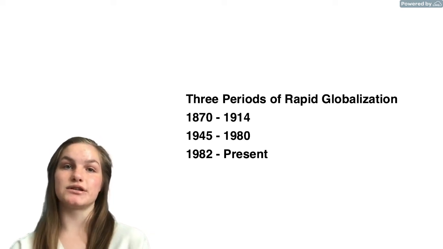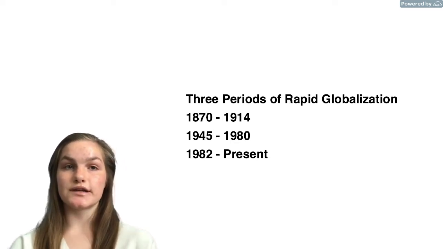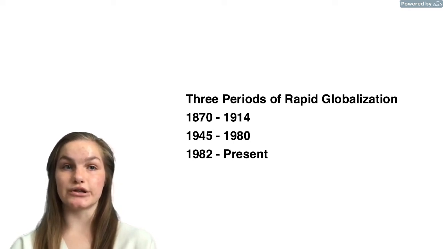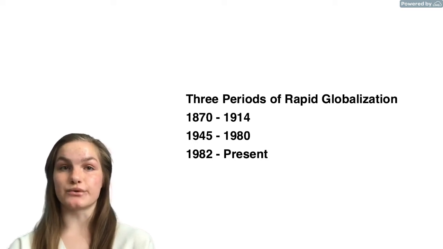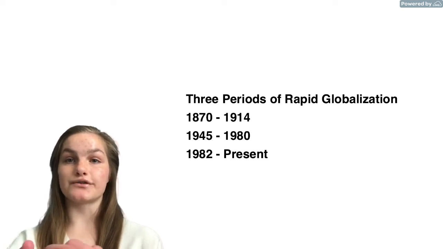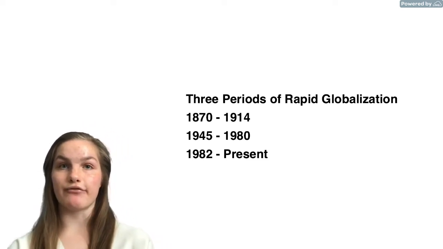Roman coins circulated throughout the empire 2,000 years ago. Chinese currency was used in China even earlier. More recently, the world has experienced three periods of rapid globalization: 1870 to 1914, 1945 to 1980, and 1980 to the present. Globalization in 1870 to 1914 resulted from the Industrial Revolution in Europe and the opening of new resource-rich but sparsely populated lands in North America, South America, Chile, Australia, New Zealand, and South Africa.